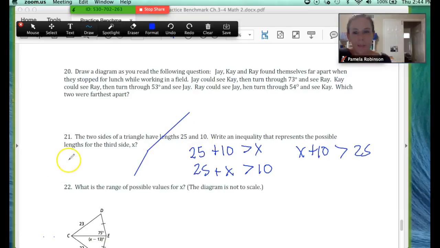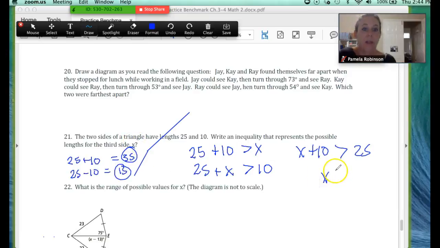If I have two sides, 25 plus 10, when they're straight, that's going to be my biggest length I could possibly be. So 25 plus 10, that's 35. That's my top, okay? And then I'm going to go 25 minus 10 when I swing it down. 25 minus 10 is 15. That's my lowest. So what is the possible lengths for x?